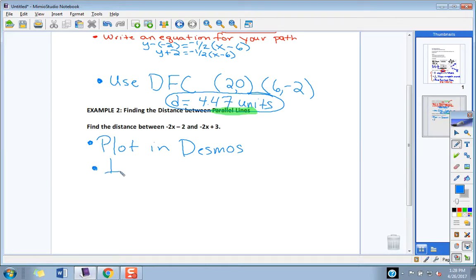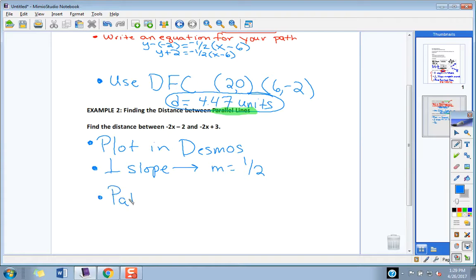Find your perpendicular slope. Here we go. Well, if the slopes of the parallels were negative 2, you tell me, what's the perpendicular slope for the transversal going to be? How much? Positive 1/2. Okay? Now, last step is to write an equation for your path.